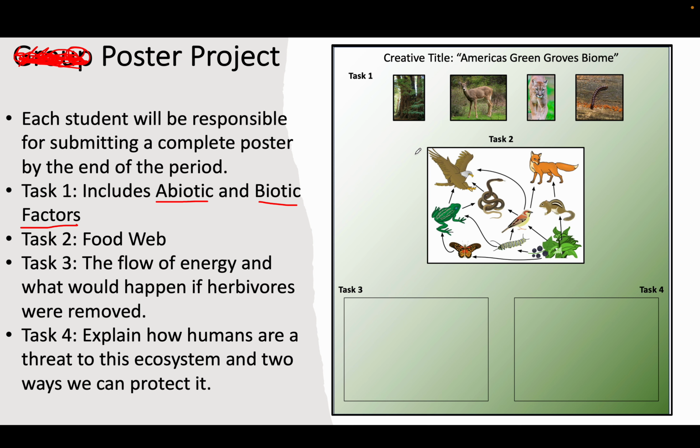Task 2, you're going to take the biotic information from task 1 and you're going to assemble a food web. Your food web should have animals from the paper. So these animals I should be able to find in that paper.